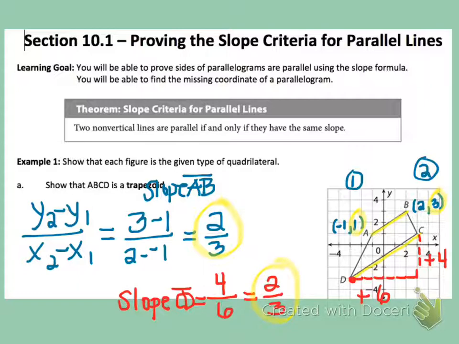So whichever way you decide, or if you want to do one way and one the other like I did, that's fine too, as long as we can see that we have a pair of parallel sides. And so we have a trapezoid then. So now we've confirmed that this is in fact a trapezoid because we have that one pair of parallel sides.